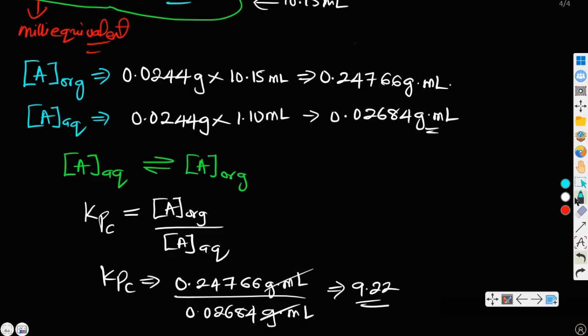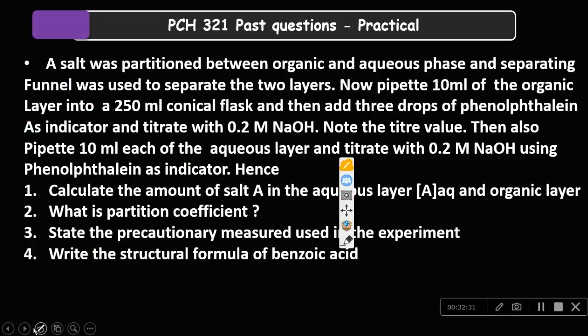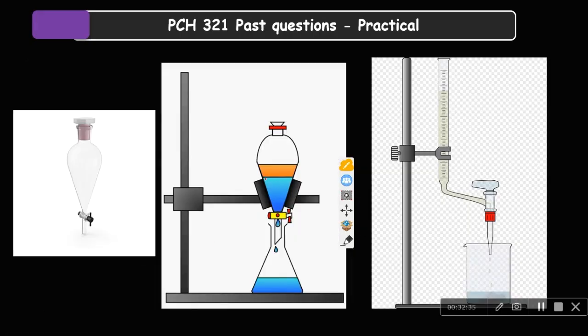What I mean is, look at it. Let me come back here. That is one of the precautions you took during the experiment. These are the two layers. You make sure that this yellow part does not enter this part here. Are you getting it? That is one.